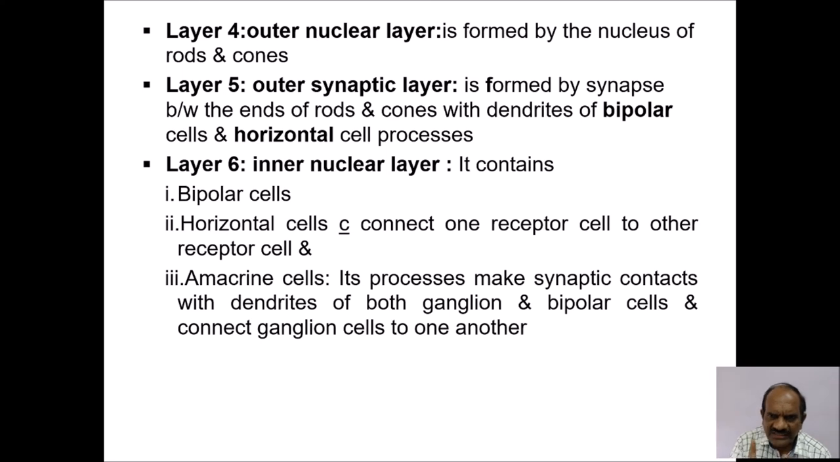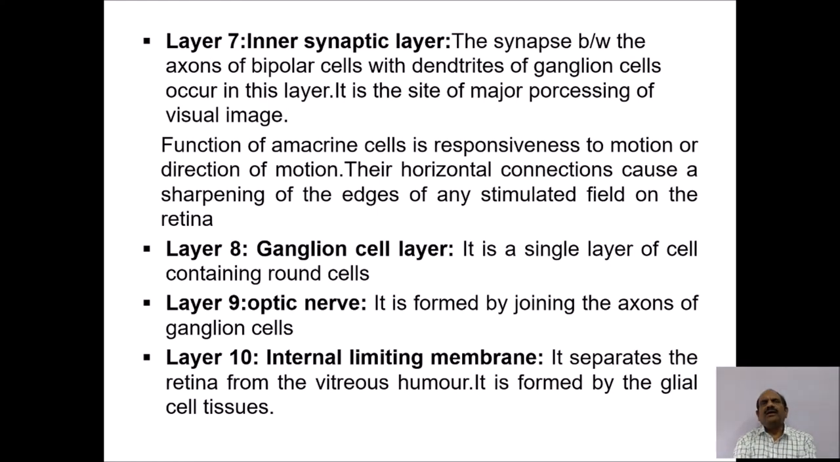Horizontal cells connect one receptor cell to another receptor cell, and another type of cell, the amacrine cell, has processes that make synaptic contact with the dendrites of both ganglion and bipolar cells and connect ganglion cells to one another. Layer 7 is the inner synaptic layer. The synapse between the axons of bipolar cells and the dendrites of the ganglionic cells occurs in this layer. It is the site of the major processing of the visual image. The function of the amacrine cell is responsiveness to motion or direction of motion. In short, it detects the direction of motion. Their horizontal connection causes sharpening of the edges of any stimulated field on the retina.